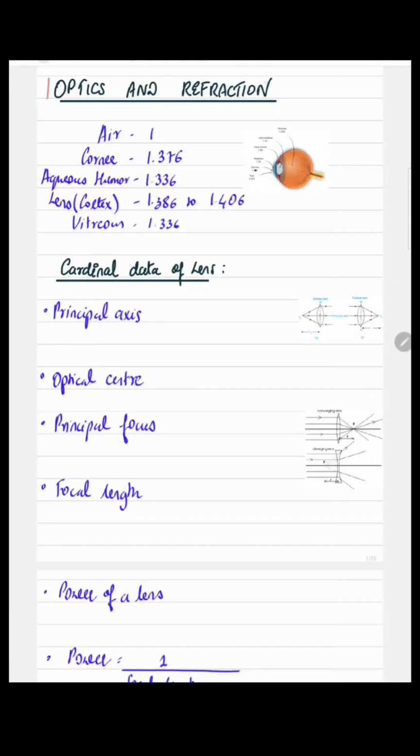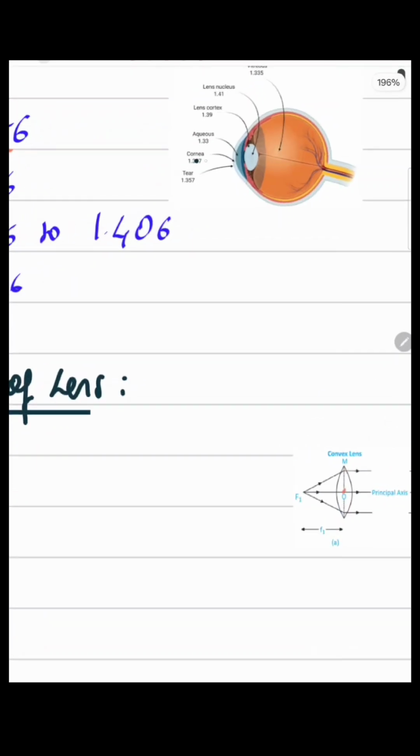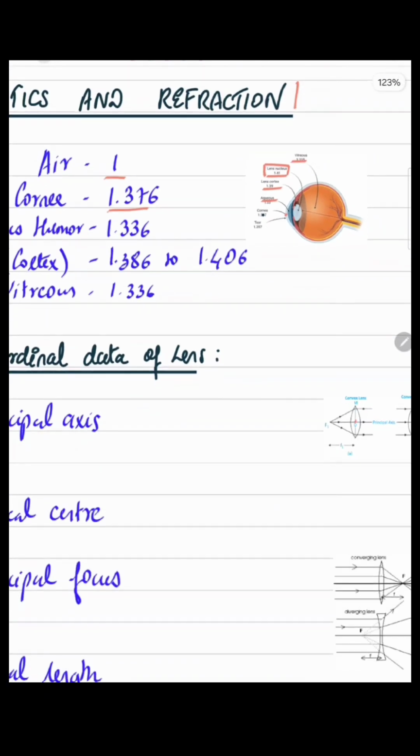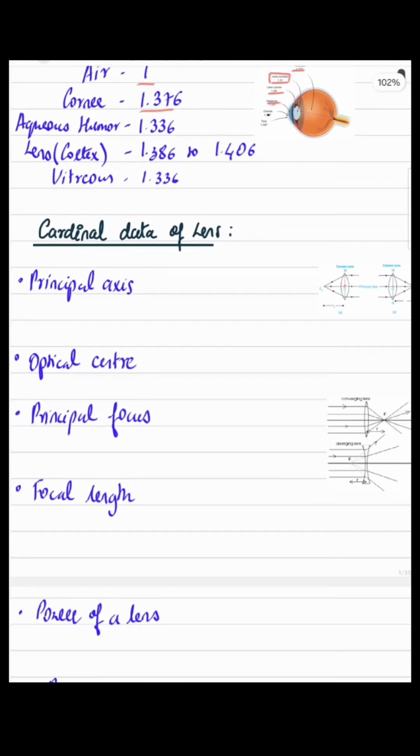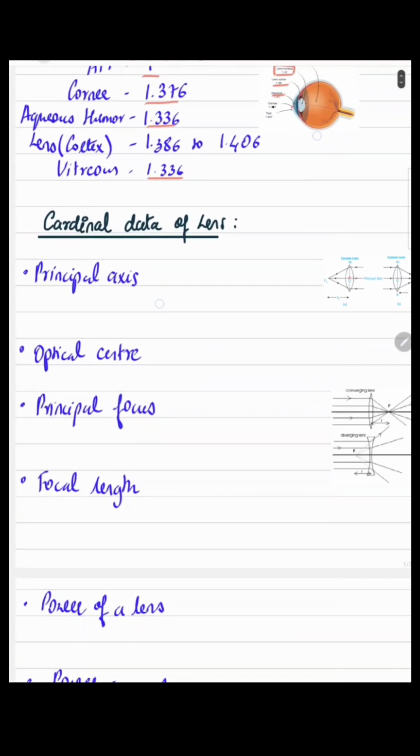Optics and refraction. First we'll discuss the refractive index of different media. Air is 1, cornea is 1.376, aqueous and vitreous are both 1.336, lens cortex is 1.39, and lens nucleus is 1.41, which is the highest.